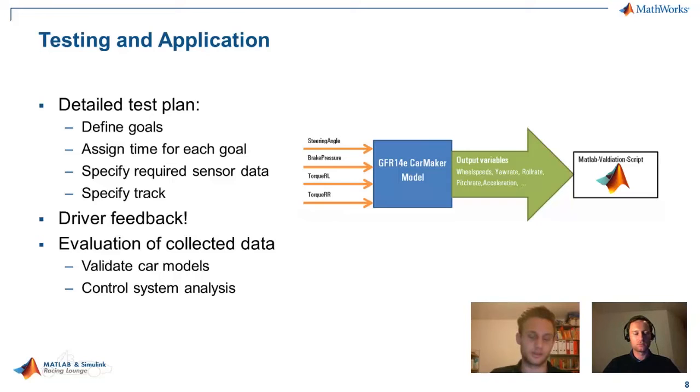Finally, after each test day, the test day is not really over. There are two certain points or tasks which have to be done. The first part is to validate our car model with the testing data which we gained over the day, and also the control system analysis to look over the testing data and see where the potential is to achieve better lap times, to achieve a better controller behavior.